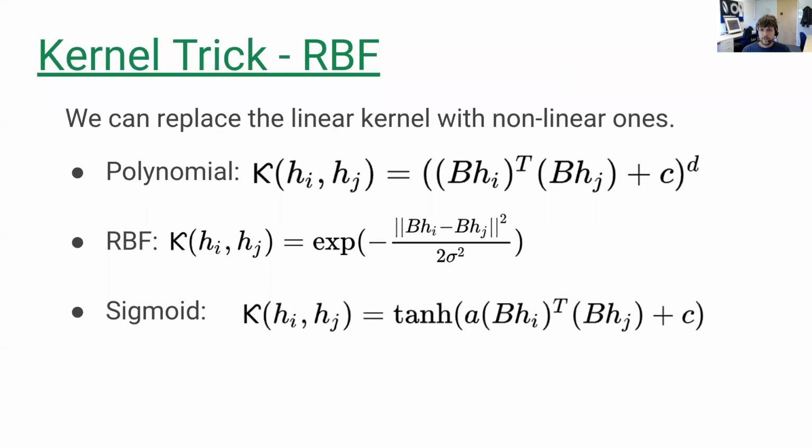So what we do in this work is we replace the linear kernel with nonlinear ones. So we'll make use of the polynomial kernel, the RBF kernel, and the sigmoid kernel. And we'll mostly focus here on the RBF kernel, which is also called the Gaussian kernel. But the other two are interesting in terms of serving as baselines for our analysis.